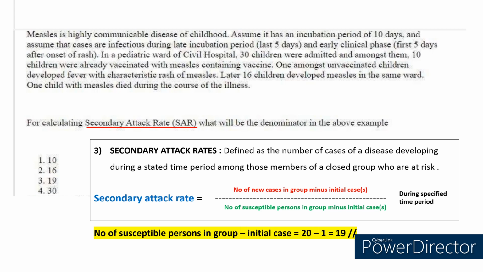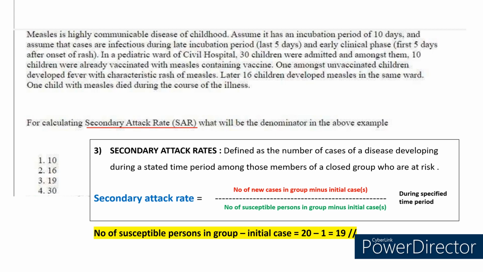In our example, the closed group is the pediatric ward of civil hospital, right? And people who are at risk will be 30 children were admitted, and among them 10 were vaccinated. So these 10 people are not at risk. So we need to subtract this 10 from 30. So it will be 20 people who are at risk initially. But among that 20, one already developed fever with characteristic rash of measles. That means we need to subtract 1 from 20. So there are total 19 children who are at risk now.